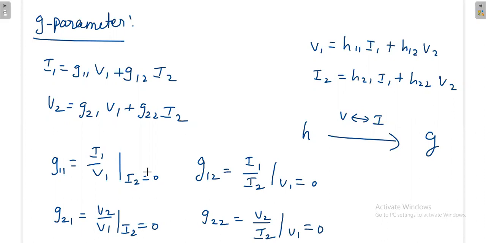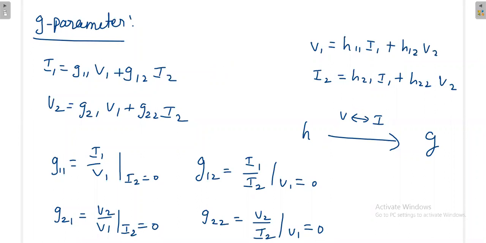In general, you will not be asked to find the G parameter in the exam, so we will not give much attention to this. We will just discuss the G parameter, that's it. We will not actually find the G parameter for a circuit. So then again, what is the model for this circuit?